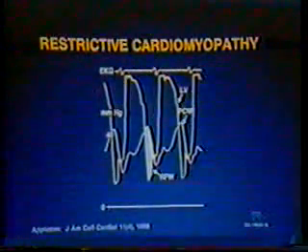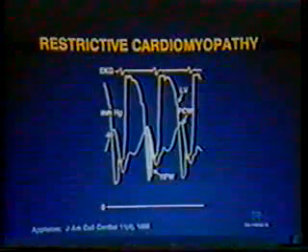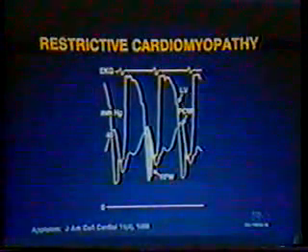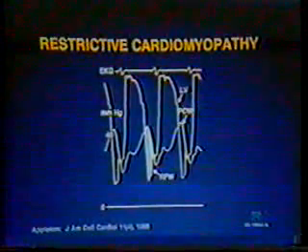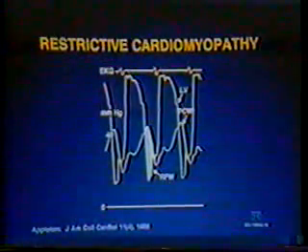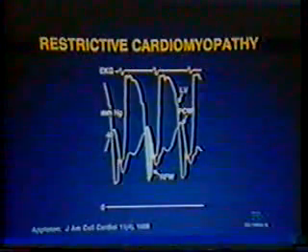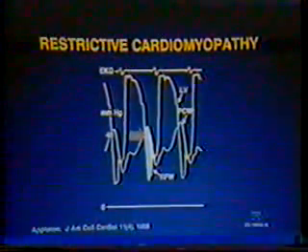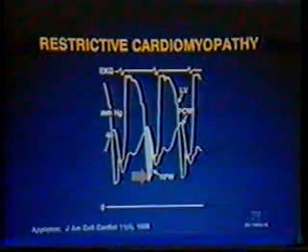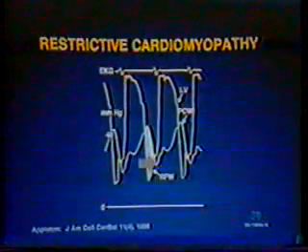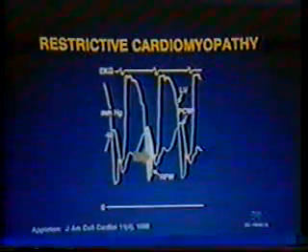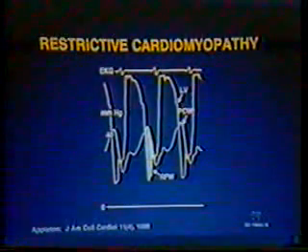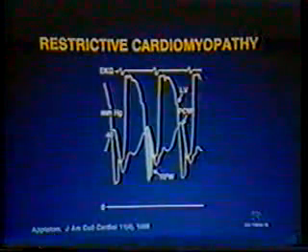This figure is from work by Dr. Appleton in collaboration at Stanford with Drs. Hatley and Pop. These are pressure tracings from one of 14 patients with restrictive cardiomyopathy. You'll observe that the early diastolic gradient is very large compared to late diastole. In addition, there is a rapid equalization of wedge and LV pressures in early diastole, which means that the deceleration time is shortened.